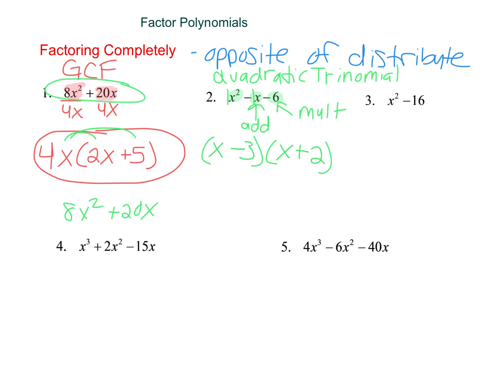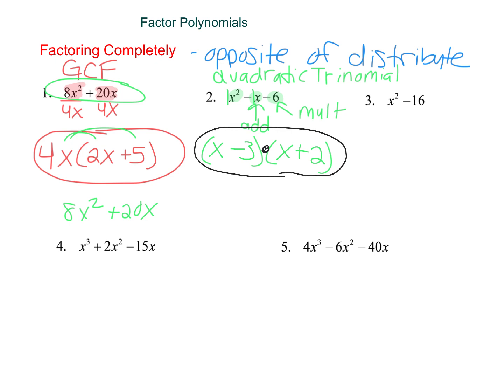So this is the opposite of foiling. So anytime there's three numbers or three terms, if the first one is an x squared and the middle is an x, you just have to find numbers that multiply to the third number that also add to the second. So here are my factors for number 2.